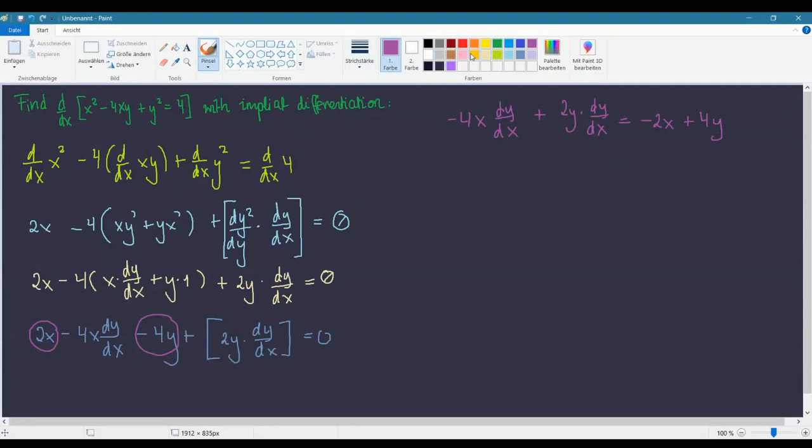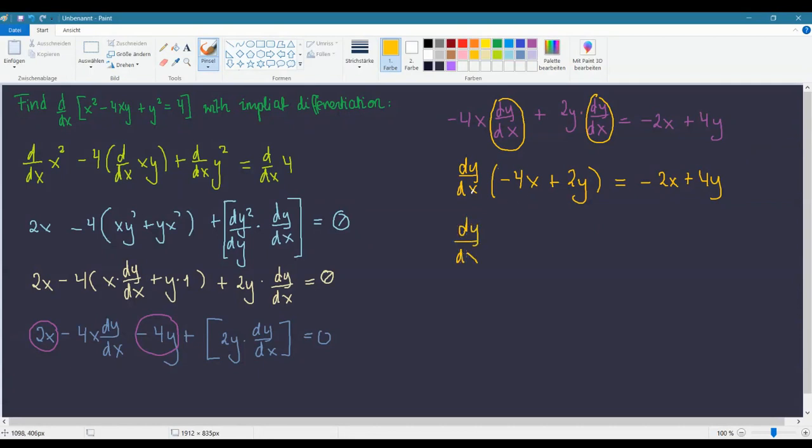Okay, so we're almost at the finish line here. Now we need to factor these out. We need to factor out dy over dx. And what we're going to do is we're just going to write dy over dx times negative 4x plus 2y, and now we can divide by that entire thing. Negative 2x plus 4y on this side. Okay, and now we're going to divide both sides by negative 4x plus 2y, and we're going to end up with dy over dx is negative 2x plus 4y over negative 4x plus 2y, which simplifies.